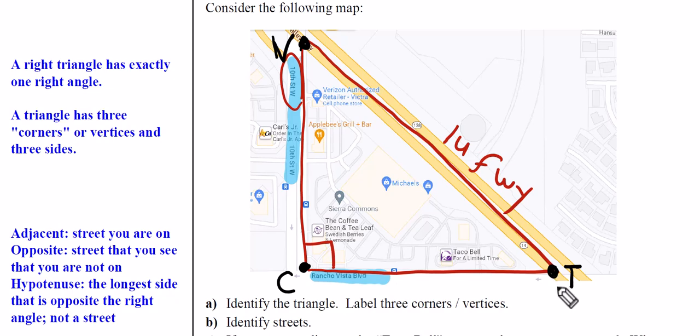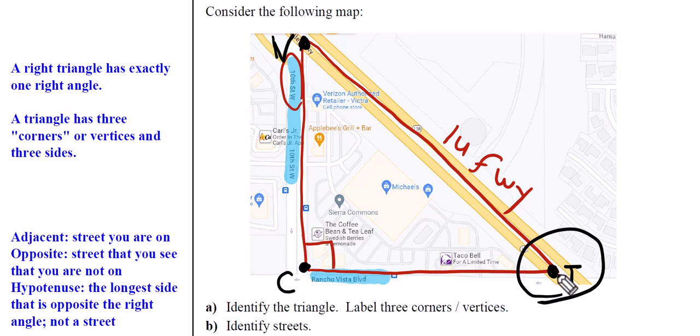If I'm standing at the Taco Bell corner, right here, what street am I on? Remember, I'm not on the freeway. The freeway is not a street. What street am I actually on? Well, I'm actually on Rancho Vista Boulevard. Now, we would say that this is the adjacent street. Adjacent means the street that you're on. I know I'm standing on the corner, but I am adjacent on Rancho Vista Boulevard when I'm at this corner.